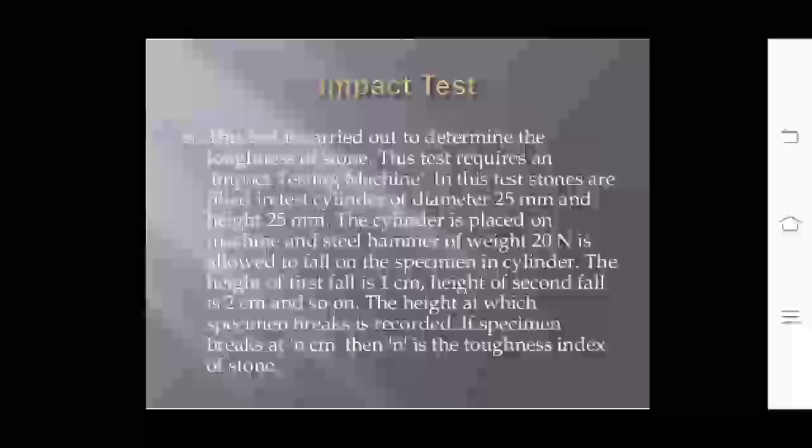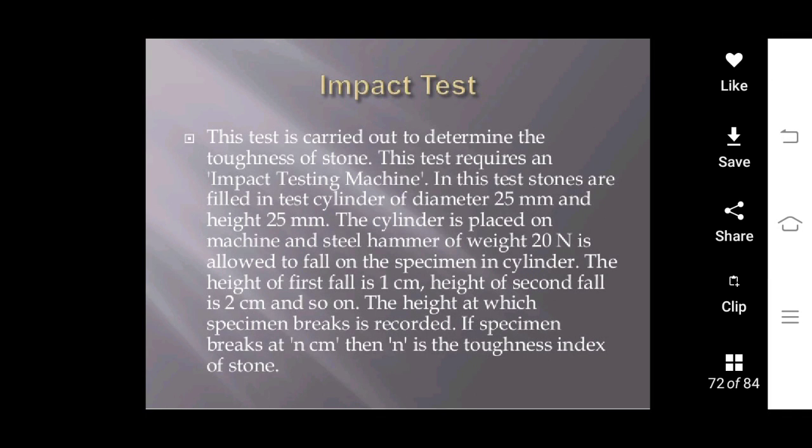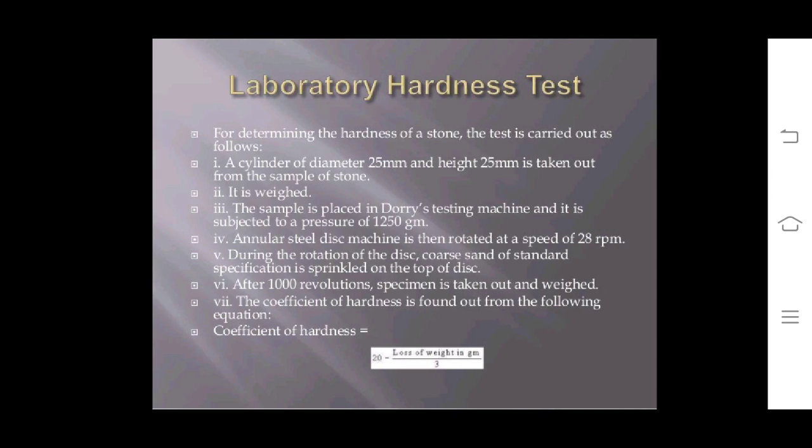The cylinder is placed on machine and steel hammer weighing 20 Newton is allowed to fall on the specimen in cylinder. The height of first fall is 1 centimeter, height of second fall is 2 centimeter, and so on. The height at which specimen breaks is recorded. If specimen breaks at n centimeter, then n is toughness index of that particular stone.